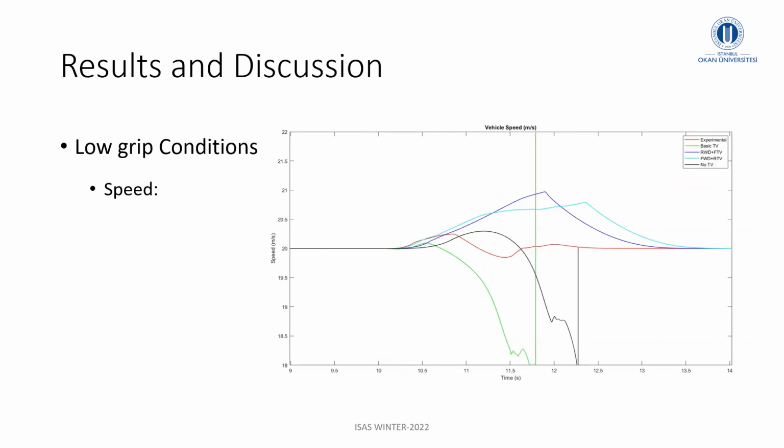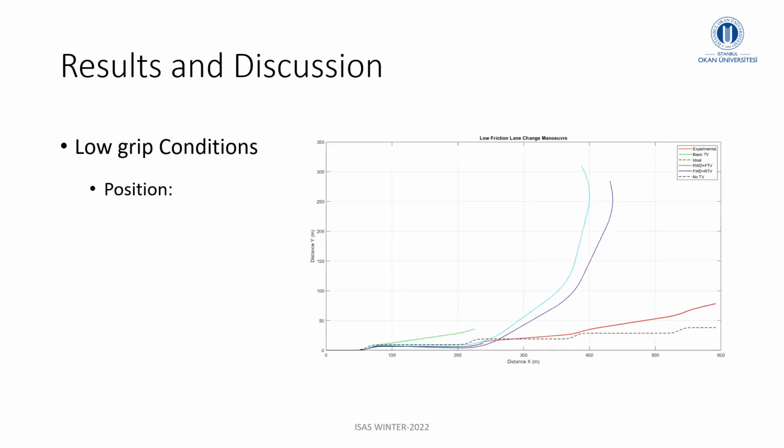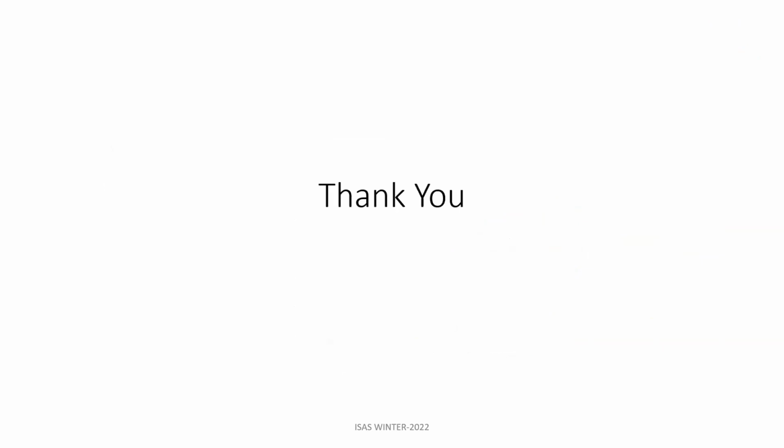The same is true for the speed graph. Only the proposed controller is able to stick to the 20 meters per second set speed. We can see here for the position graph, the proposed controller has the least deviation compared to other widely used controllers.